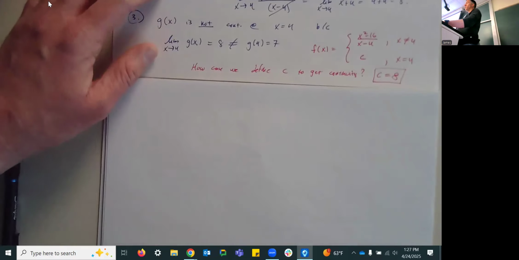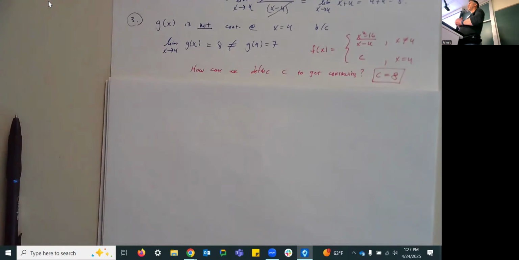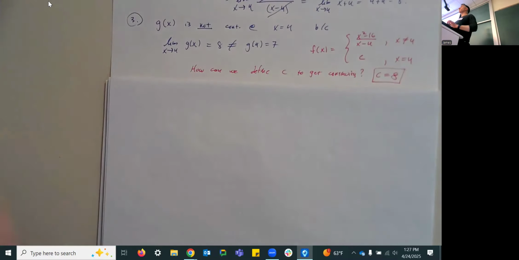Raise your hand if your teacher has talked about the squeeze theorem. A few of you. Whose class are you in? Okay. Let's briefly mention the squeeze theorem.